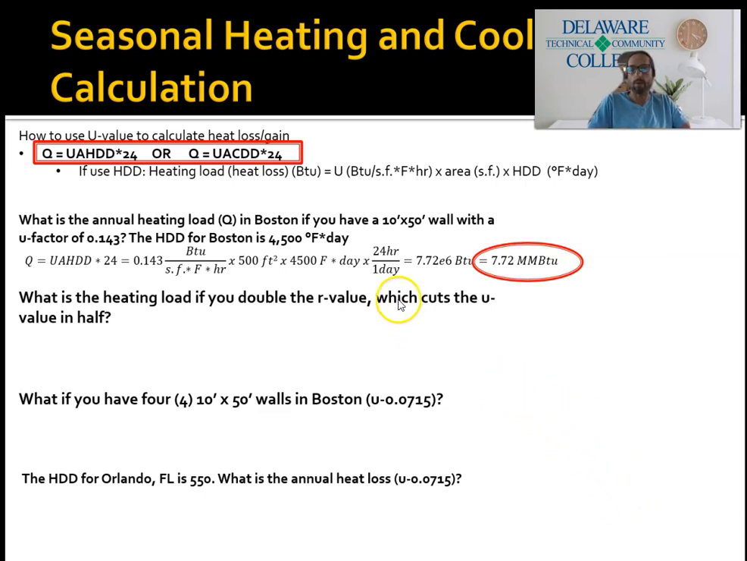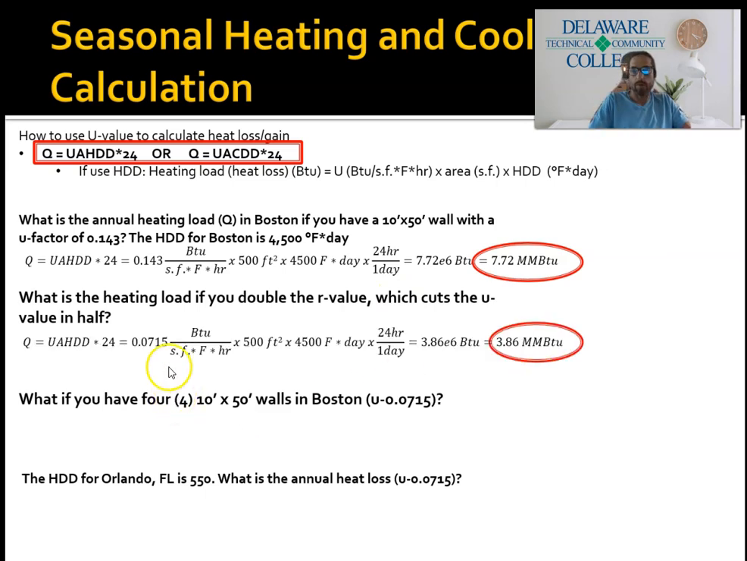Okay, so what if we double the R value, which cuts the U value in half? Well, let's just have our new U value, 0.0715, which is half of this, times the 500 square feet, times the 4,500 degree days, times 24, and it's cut in half. So you can see that the heating needs were cut in half by doubling the insulation value, which, if you look at the formula, should make sense, right? Because Q is proportional to U, and if you cut U in half, the heating need is going to go down.